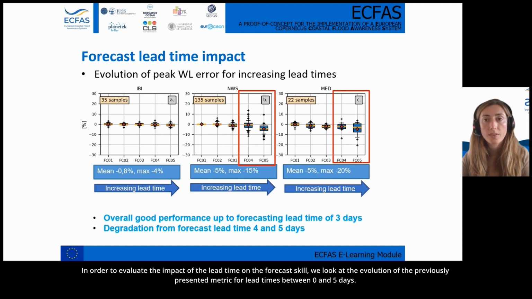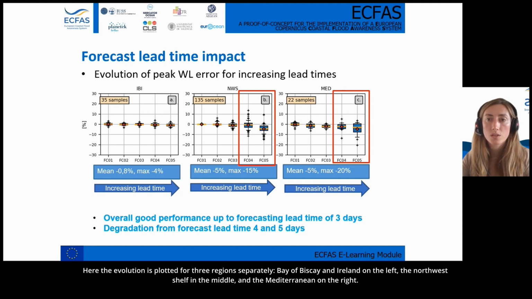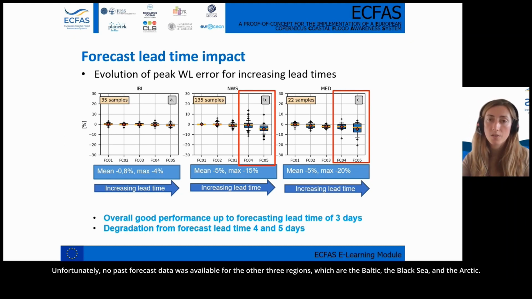In order to evaluate the impact of the lead time of the forecast on the forecast skill, we look at the evolution of the previously presented metrics, so the peak water level error during storms, for lead times ranging between 0 days and 5 days. Here, the evolution is plotted for 3 regional seas separately. That is the Iberian, Biscay, and Ireland on the left, the Northwest Shelf in the middle, and the Mediterranean on the right. Unfortunately, no past forecast data was available for the other 3 regions, which are the Baltic, the Black Sea, and the Arctic.